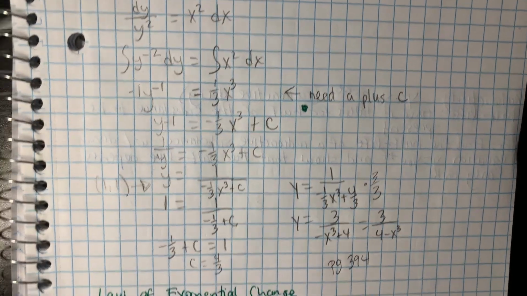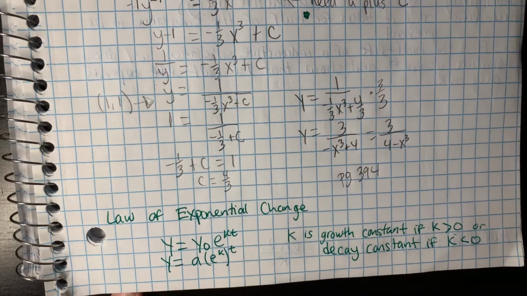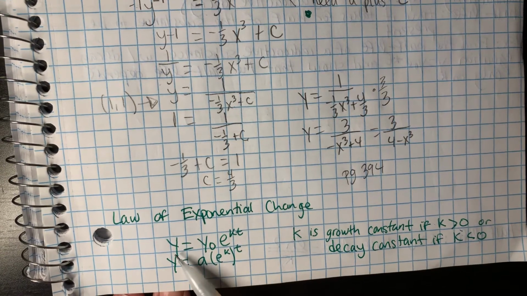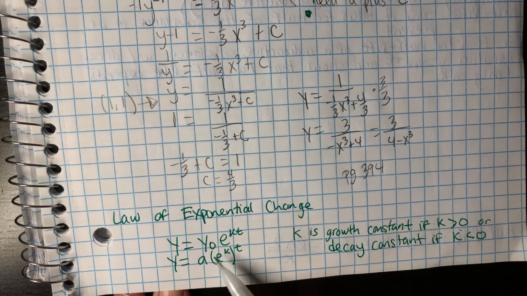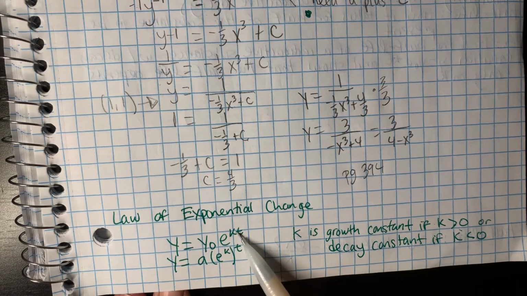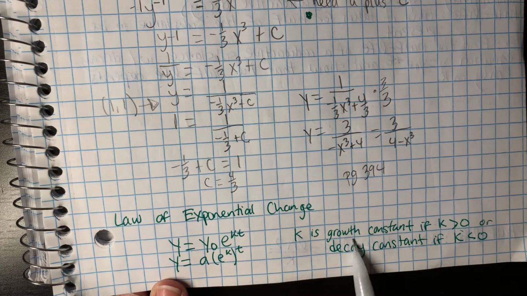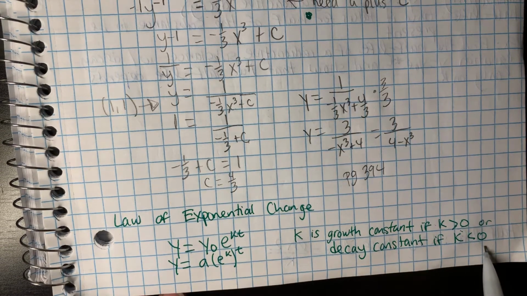So I'm going to show you those. So this next one is the law of exponential change. The law of exponential change says that y equals y0 e to the kt, where k is the growth constant if k is greater than 0, or it's a decay constant if k is less than 0.